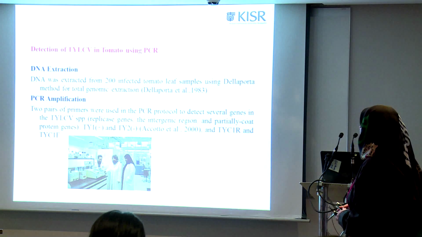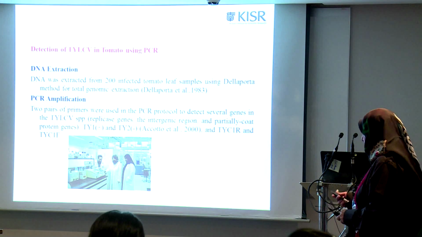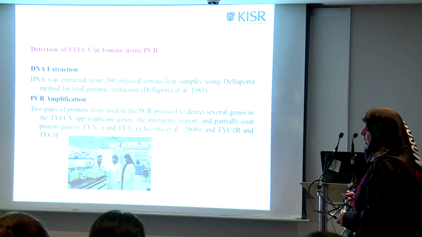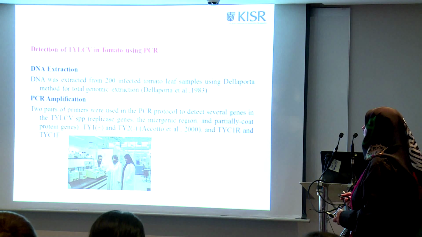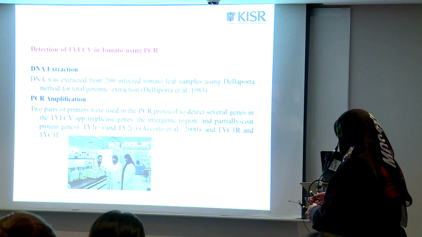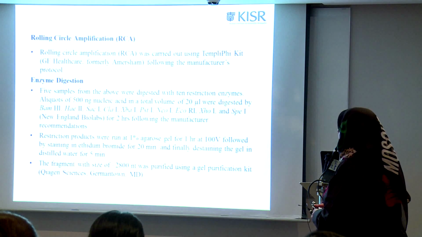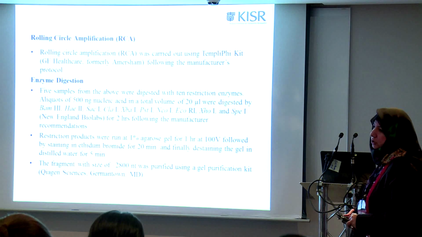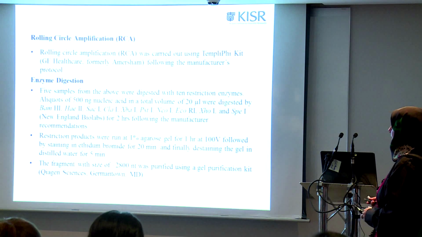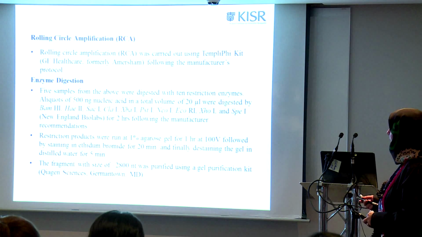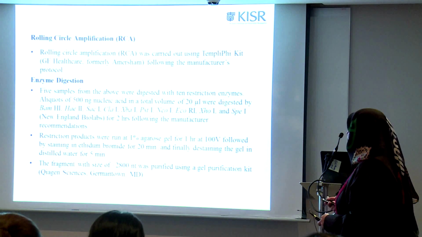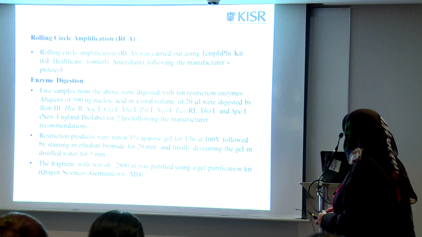The detection of TYLCV was done by doing the DNA extraction. Simply follow the De La Porta method. And then the PCR amplification, we use 2 pairs of primers. The rolling circle amplification was done to complete the partial sequenced genome, while we did the enzyme digestions with 10 types of enzymes. The restriction enzyme was run, and the product was run on the agarose gel.